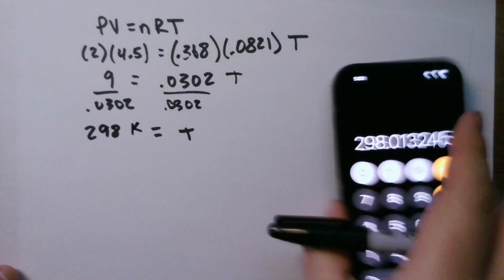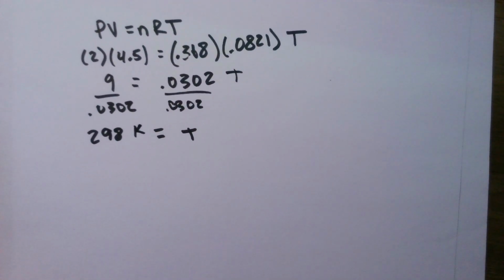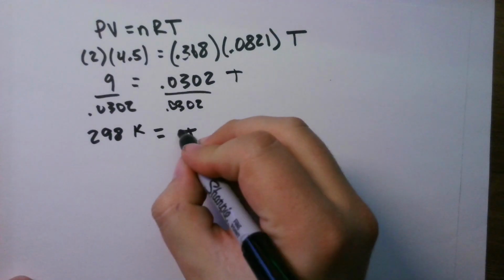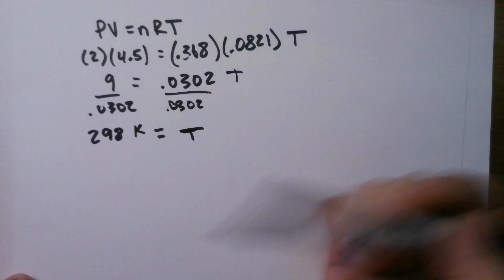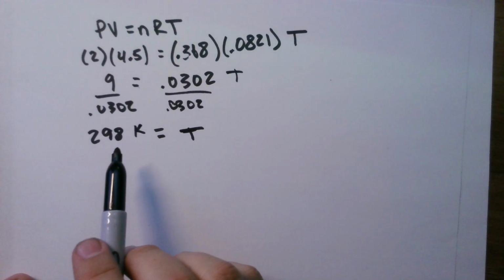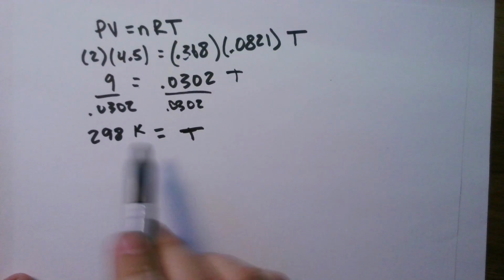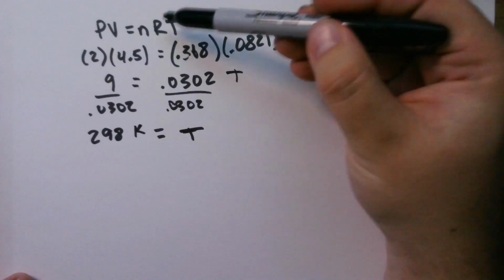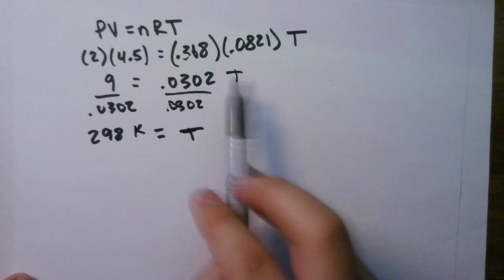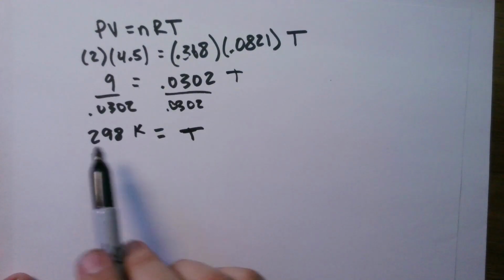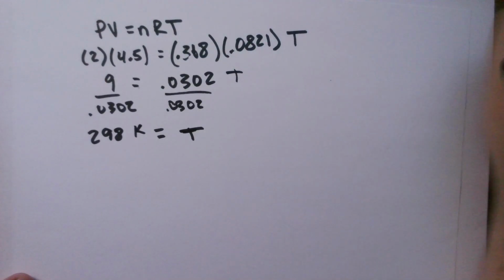Your unit is Kelvin. If you solve a problem for temperature, it'll already be in Kelvin for you. Make sure that if you're solving a problem using this formula and you're given a temperature, you put it in Kelvin first. The R, the gas constant, is already set up to give you Kelvin when you get your final answer. So 298 Kelvin would be my answer there.